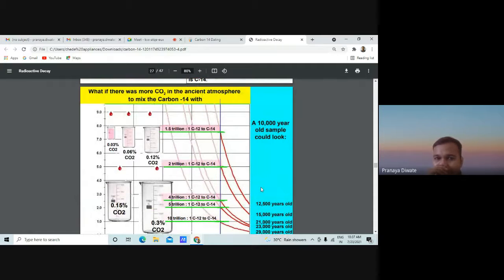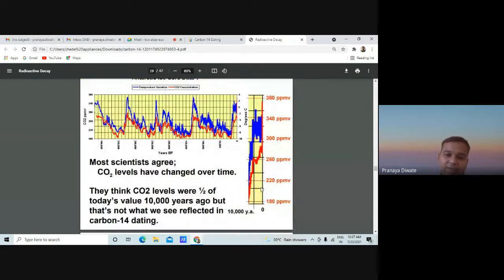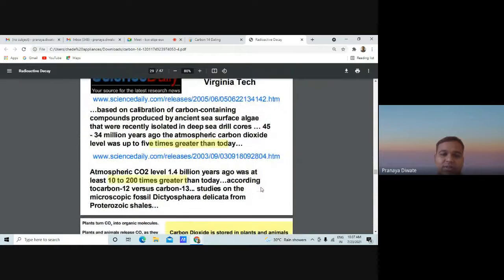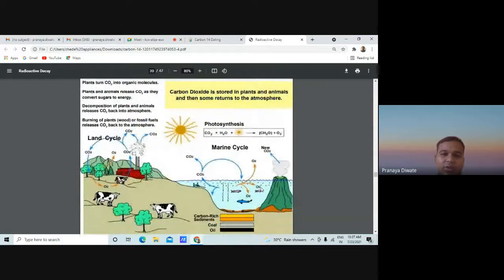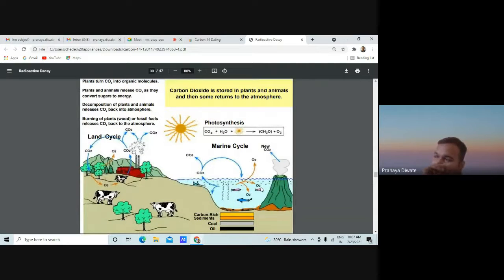What if there was more CO2 in the ancient atmosphere to mix the carbon 14 with? Our assumption is that the carbon is constant throughout this time. Most scientists agree that CO2 levels have changed over time. They think the CO2 level was half of today's value 10,000 years ago, but that is not reflected in the carbon 14 dating. This is one of the issues with carbon 14 dating, but with all these limitations, carbon 14 dating is very useful and handy.